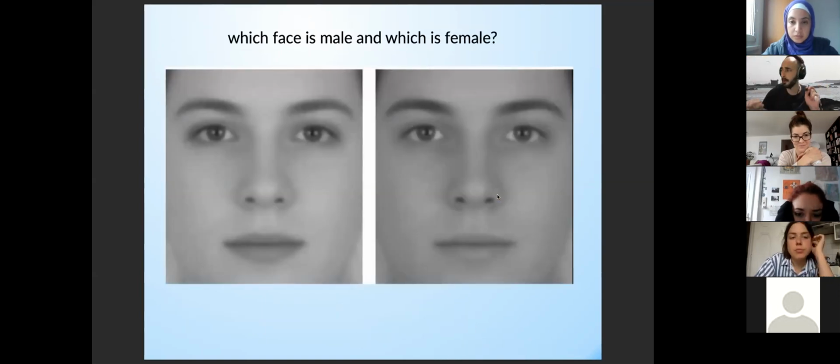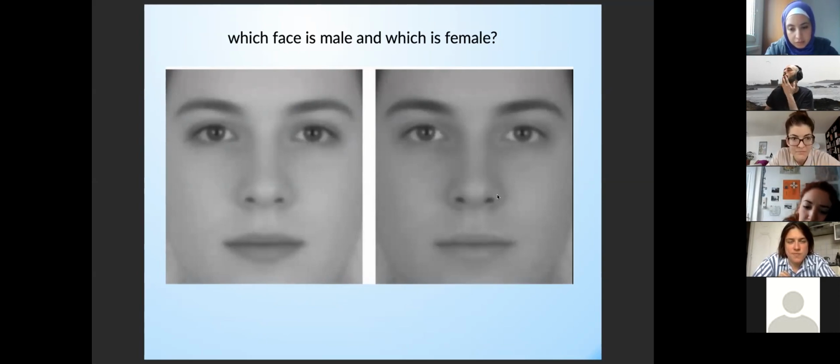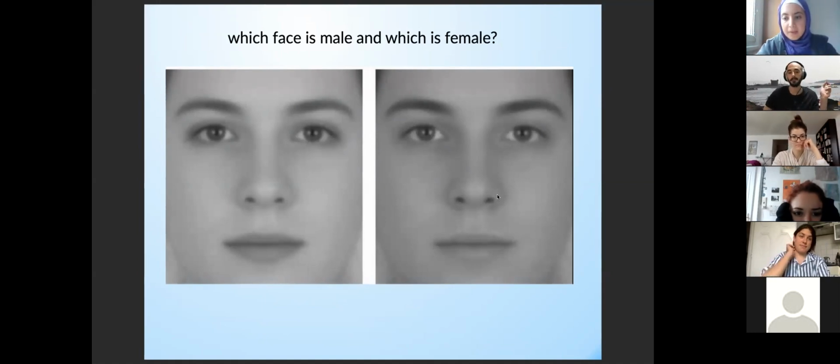So for those who have seen these pictures already, don't say anything, okay? Is there anyone who has never seen these pictures, even from the slides or anywhere? Please raise your hand. Okay, good. So you who've never seen this picture, please answer. Which face is male and which is female?